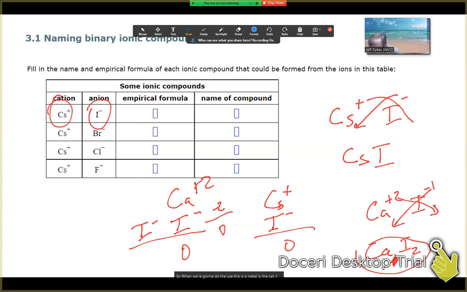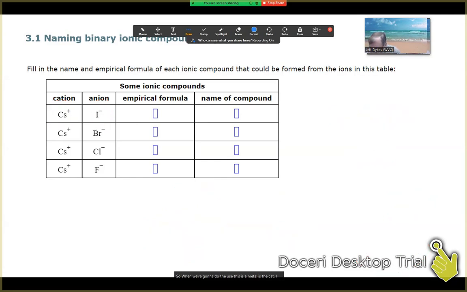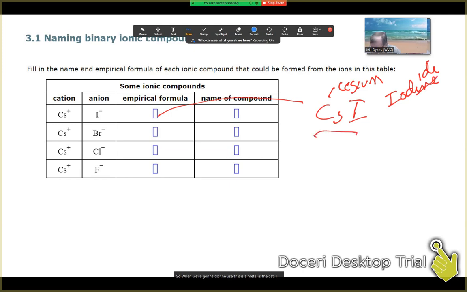Okay, so going back to the original problem, we're going to have cesium and then the iodine. So then the formula will be cesium and then I. So then the name of this is cesium, and then this ion is iodide. So we take iodine and drop the INE and add a suffix IDE. So this is cesium iodide. Okay, so the formula is CsI, and then cesium iodide.